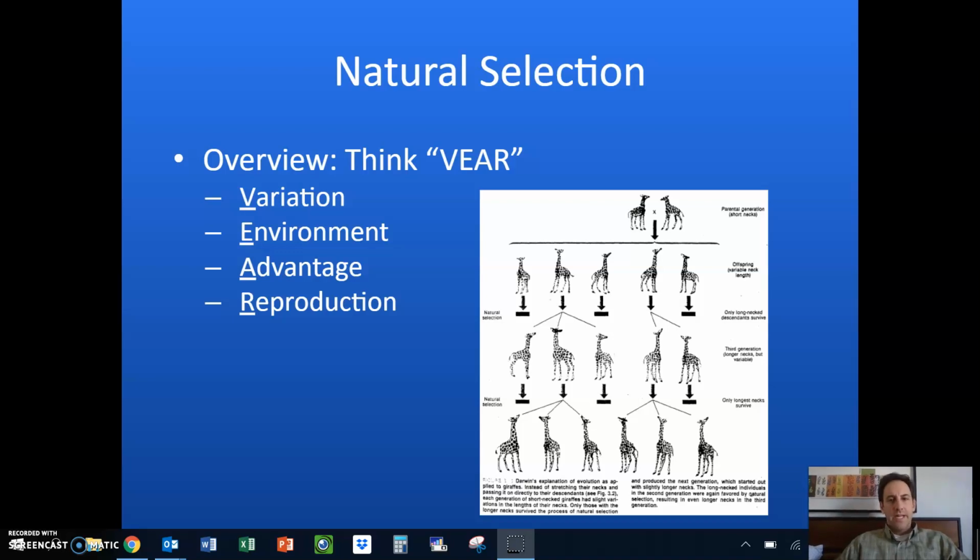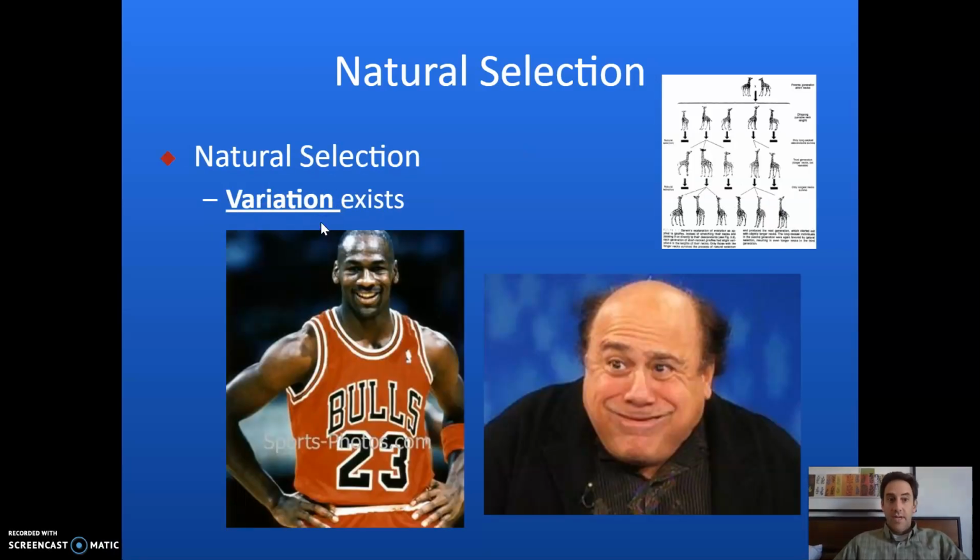Here we're going to focus more on natural selection. So we ended the last screencast with this acronym VEER, which we're going to use to describe how this process of natural selection takes place. So let's break it down here. The V stands for variation. So variation exists. That is critical for natural selection to work.